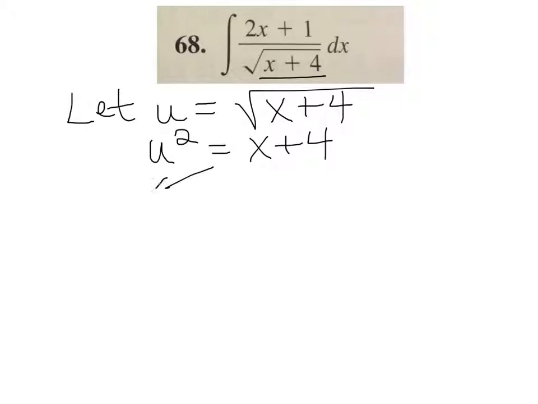First, we're going to take the derivative of both sides. So we see that 2u du is equal to dx. That's what we'll use to replace the dx.